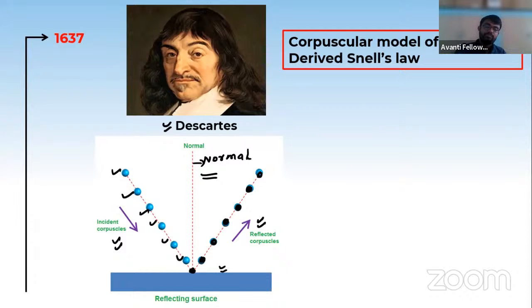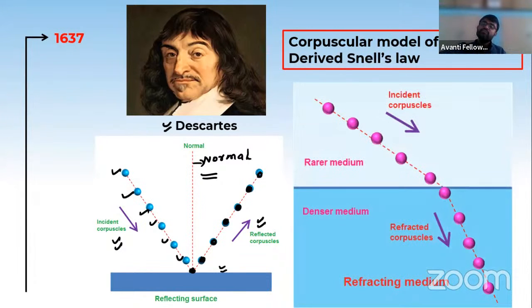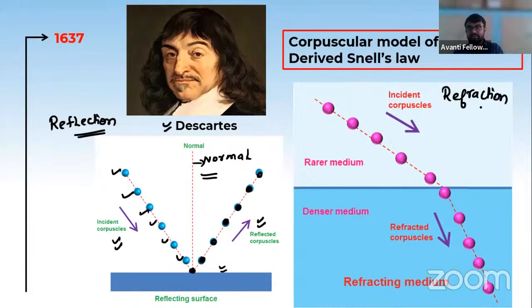Now what happened? This we are seeing is the reflection process as a corpuscle model, if you treat light as corpuscles of energy or particles of energy. Now if you see the refraction process, this also we have seen in the ray optics chapter. According to the corpuscle model, we can see these energy particles going like this.